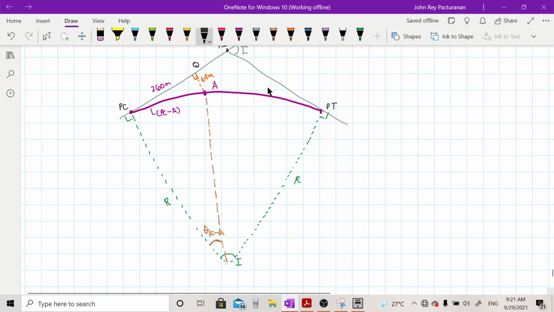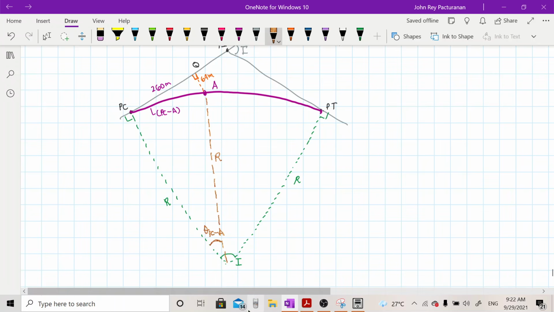So, here, based from the information given, ito yung 64 meters, the offset distance, and yung distance naman nung point na yon tapos nung PC is 260 meters. The question now here is, paano mo masosolve yung radius? Oo nga, no? How can we solve the radius of the curve given this scenario?